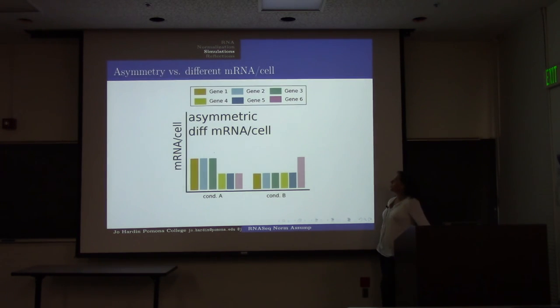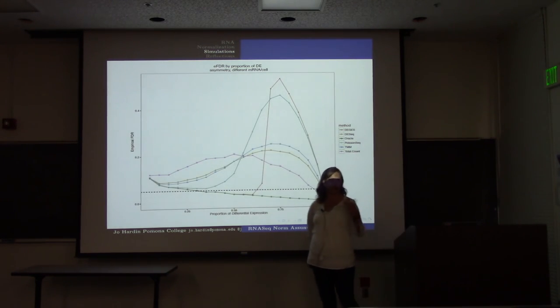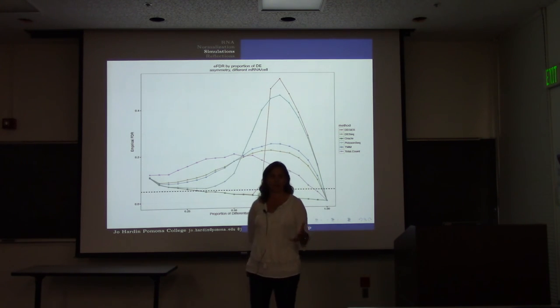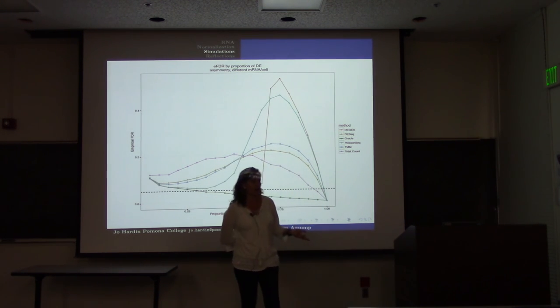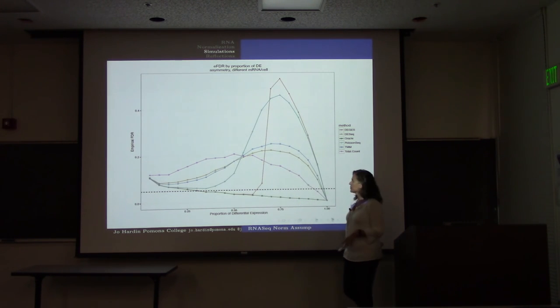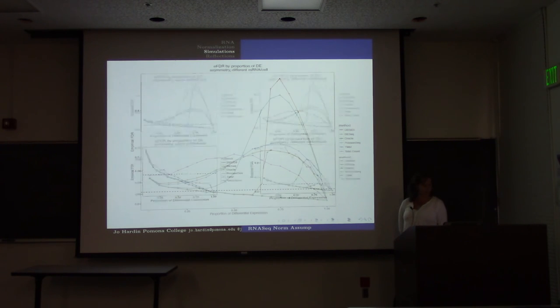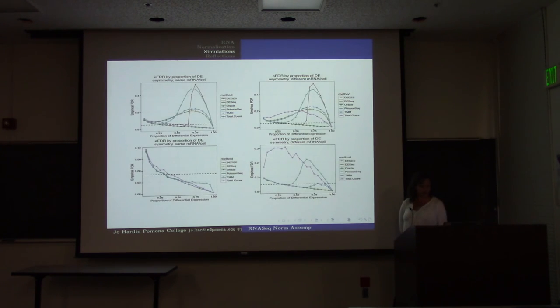Okay, and the last one here is asymmetric with different mRNA per cell, and as you would expect, everything gets the false discovery rate much higher than we would want. We're not controlling our false discovery rate at that 5% level, which is what we're trying to do.